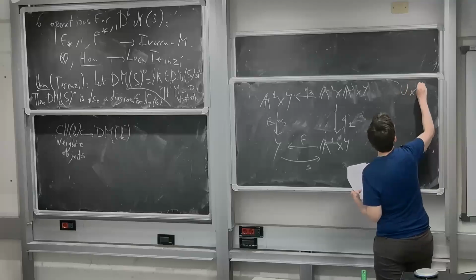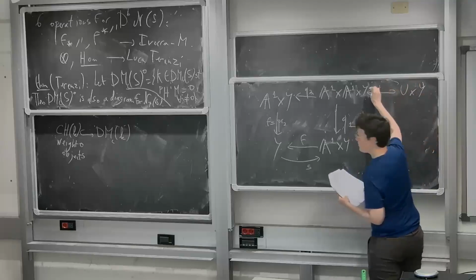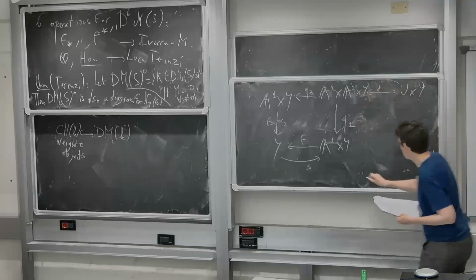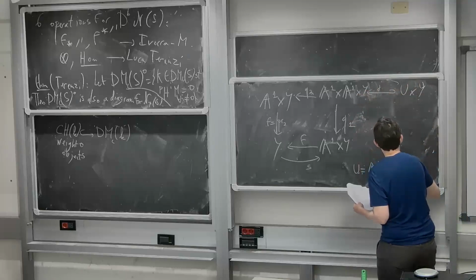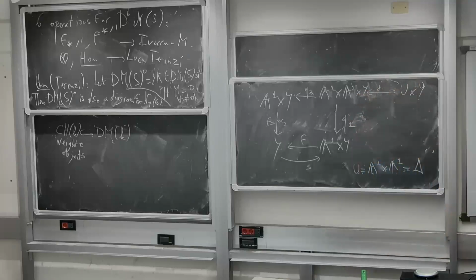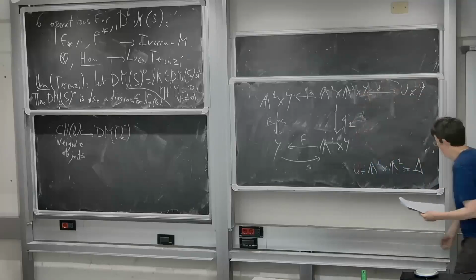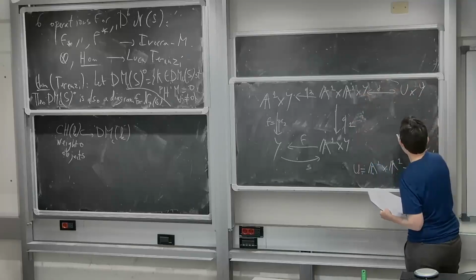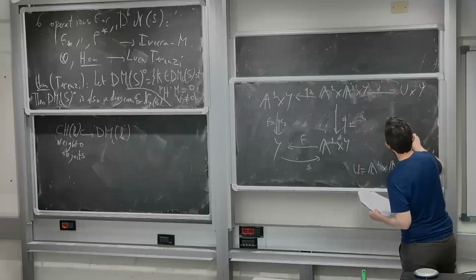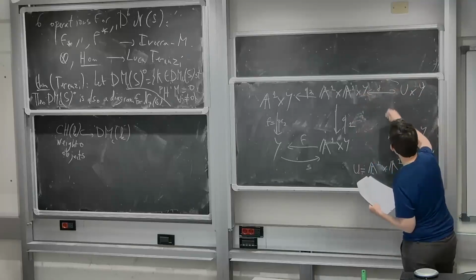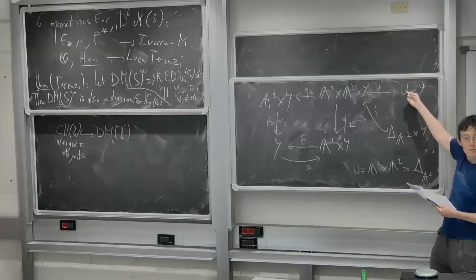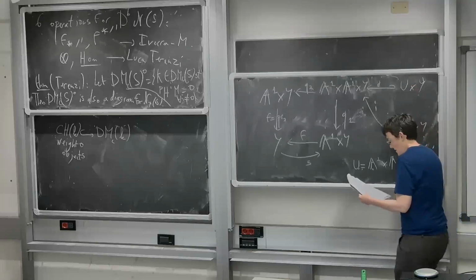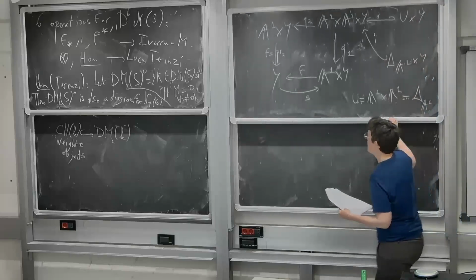And here, so this is U cross Y. So this is going to be the universal. So U is A1 plus A1 minus the diagonal. So the diagonal is going to be the universal hyperplane section. Okay. And here I have diagonal plus Y. So I call this J and I call this I. Okay, so this is the closed complement of this.